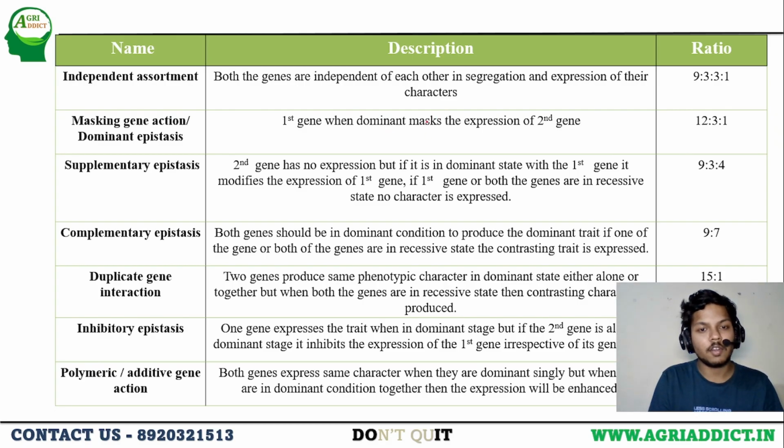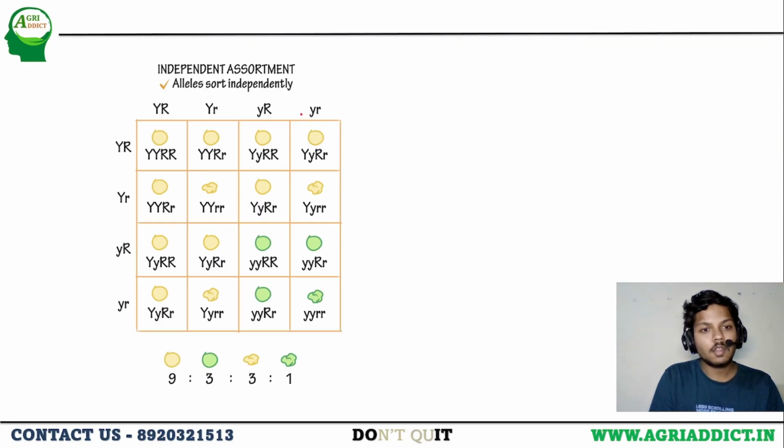And these are the types of gene interactions. Let us know one by one in detail. Here the first one is independent assortment. Independent assortment means no gene interaction is present. Here both the genes are independent and they express their characters independently. Here you can see this is the independent assortment, and the phenotypic ratio is 9:3:3:1.